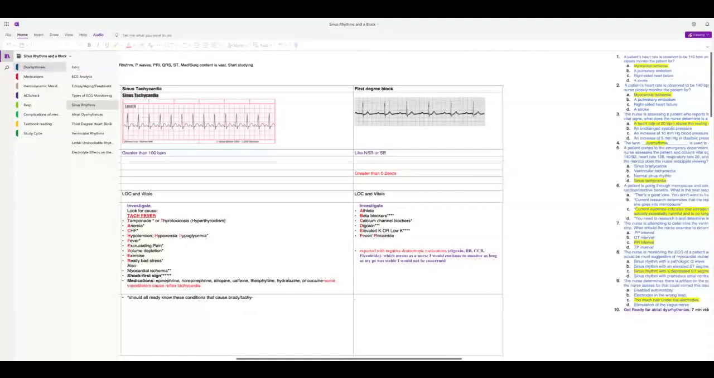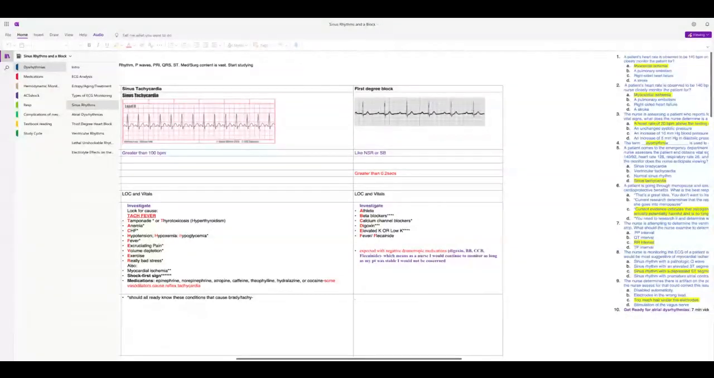And when we're in class, I'm going to give you some practical solutions to figure out the PR interval really quick, because you don't necessarily have to measure it. I'm going to show you how to do it quickly. You're going to check the LOC and vitals, and if your patient is fine, you're going to investigate.